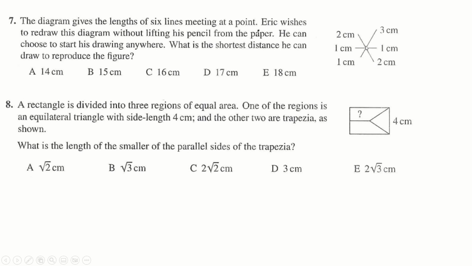So we can do 3 plus 2 plus 2 plus 1 plus 1 plus 1 plus 1 plus 1 plus 1 plus 2, and that will draw the entire thing, repeating the least distance, and that turns out to be 15 in total.